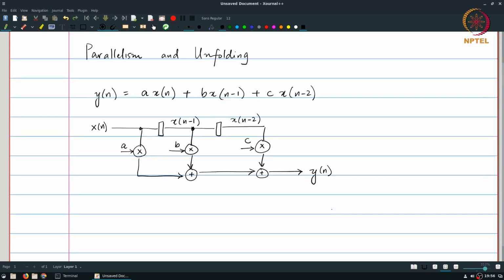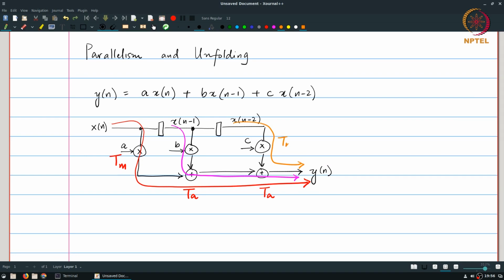Alright, now what is the critical path corresponding to this equation? As we know, that essentially corresponds to a path that looks like this. It has one multiplier delay and two adders as part of the critical path. An equivalent path, of course, is this one. But the third path, which is this, is actually a bit shorter. This is only Tm plus Ta, whereas the other one is Tm plus 2 times Ta, right?